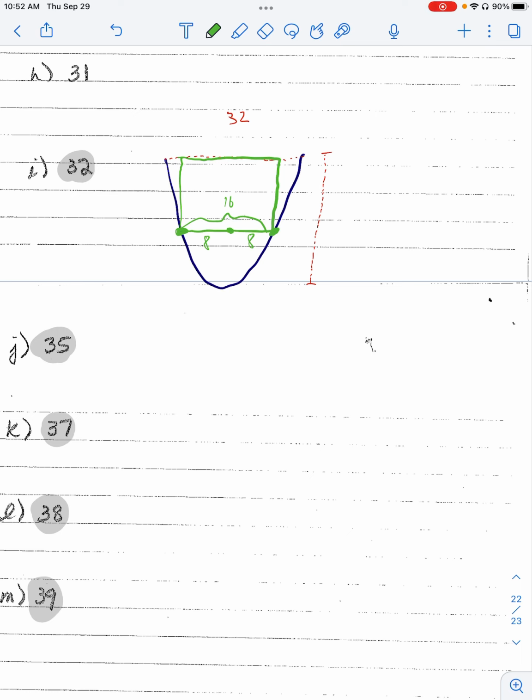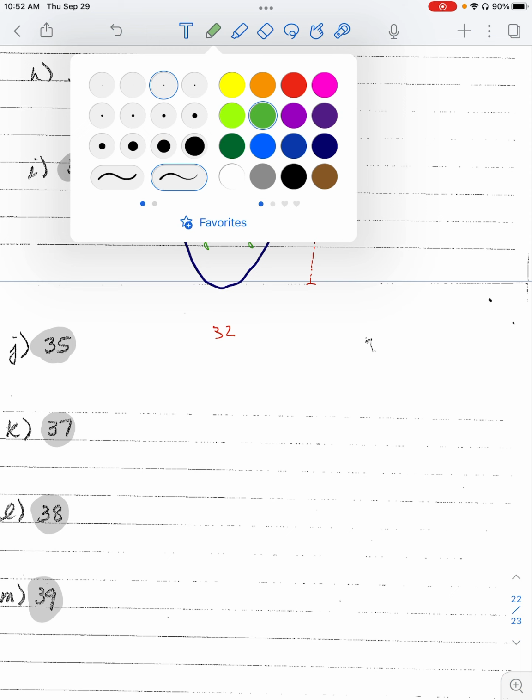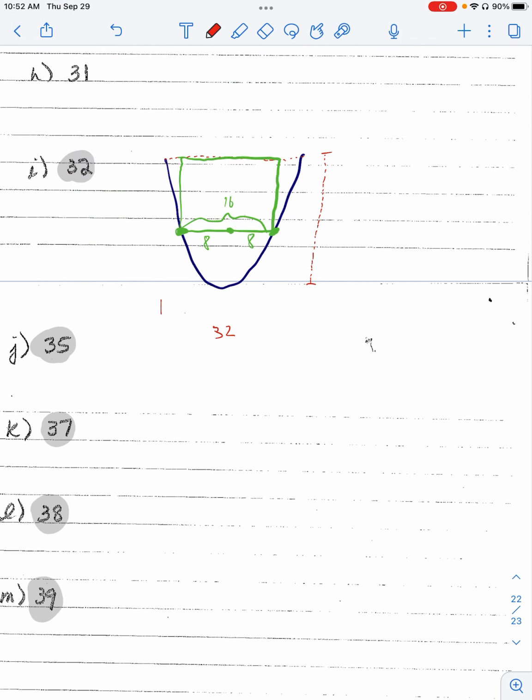Now, here's how I'm going to do this problem. This is very physics-esque. This problem is a lot like a physics problem. So I'm going to keep in mind my base. My parabola is 32 inches wide, and how many inches deep? It says it's 8 inches deep.